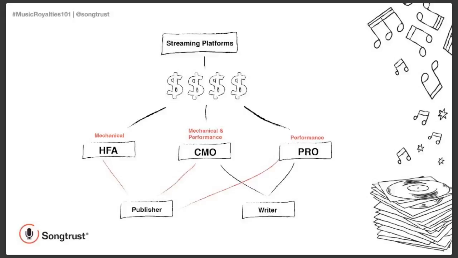So the performance side of a stream makes up half of the composition side, so the publisher side. And those are often being paid to your PROs, ASCAP, BMI, PRS, so on and so forth. Here in the US, because we do have the concept of mechanical societies that operate separate of the PROs, the mechanical share is getting paid to HFA. So from a single stream, it's being split up and paid to multiple different parties who then are paying it out to those who are connected to them.